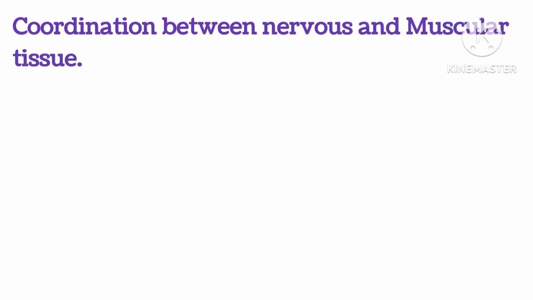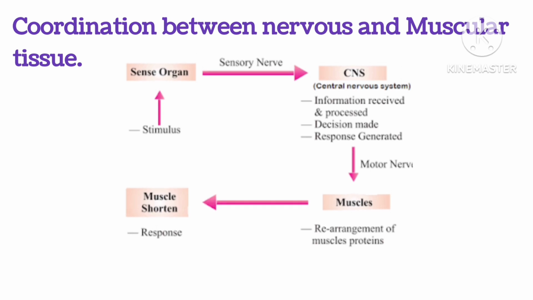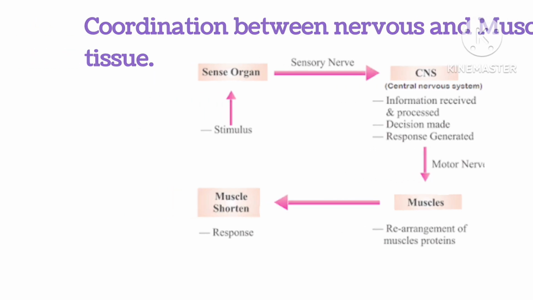Coordination between nervous and muscular tissue. So, as the stimulus is perceived by the sensory organ, it sends signal to CNS through sensory nerve. The CNS processes the received information and makes a decision, and a response is generated, which is passed to the motor nerve to the muscles, and the muscle responds accordingly.